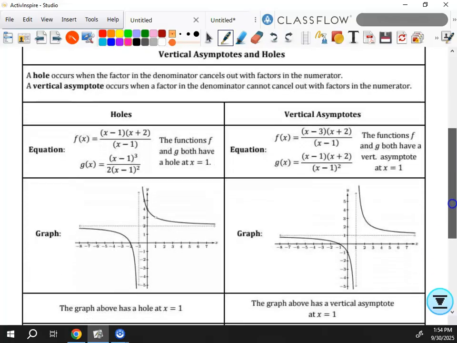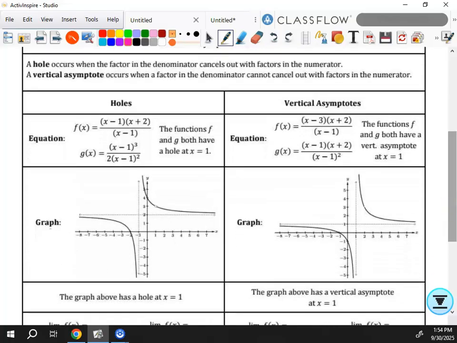So a hole, again, occurs when the factor in the denominator cancels out with the factors in the numerator. I know we know that. Y'all already knew that, and then we practiced that. A vertical asymptote occurs when a factor in the denominator cannot cancel out with factors in the numerator. Another way to say that is that it is unique to the denominator. It's other wording that you could definitely hear. All right. So let's talk about the holes.